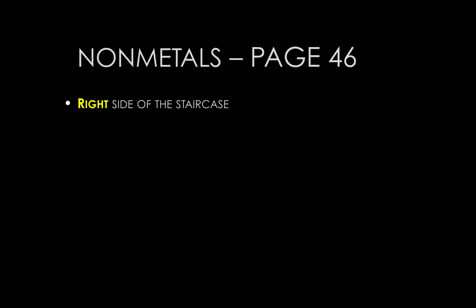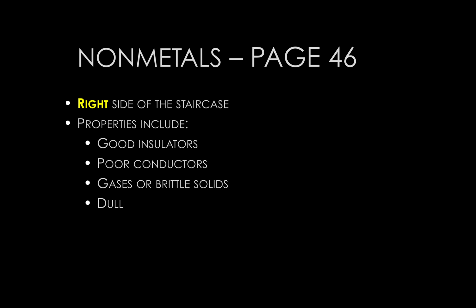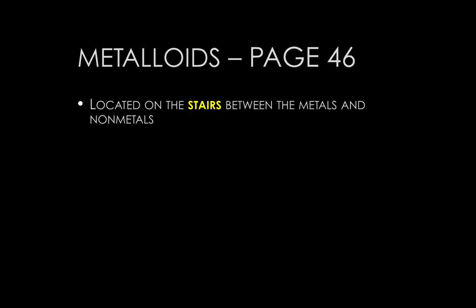The nonmetals are on the right side of the staircase, and there's not very many of those. Don't forget about hydrogen, though. They are good insulators, which means they are poor conductors of heat and electricity. They are gases, but if they are a solid, then they are brittle. You only have one liquid nonmetal, which is bromine, and you have one liquid metal, which would be mercury. They are not shiny.